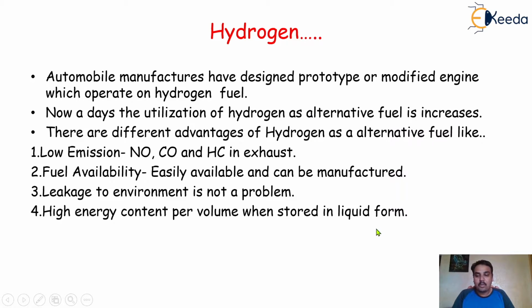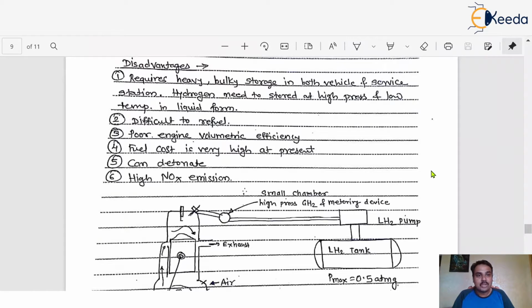To proceed further, we move to understand the negative part. These are a few disadvantages. The first disadvantage is that it requires very heavy, bulky storage in both the vehicle and the service station. Hydrogen always needs to be stored at a high pressure and at a low temperature in liquid form. The second disadvantage is that it is always difficult to refuel, one of the major disadvantages of hydrogen.